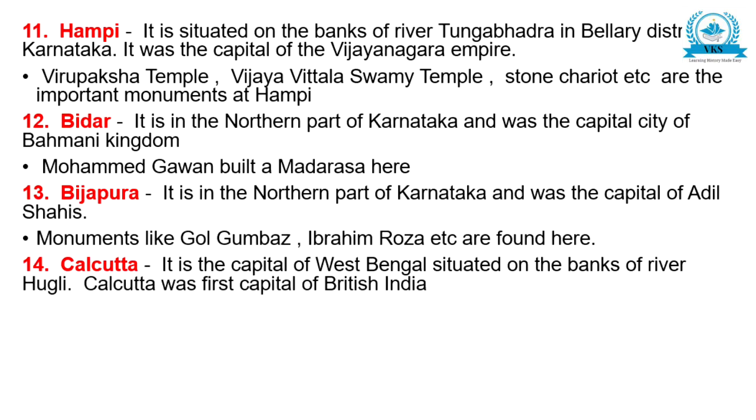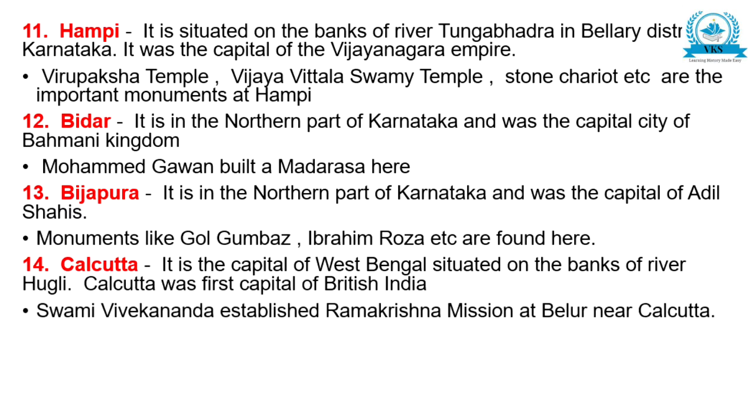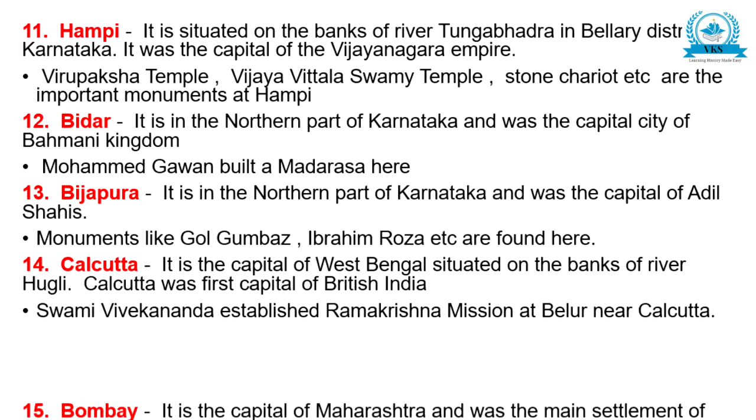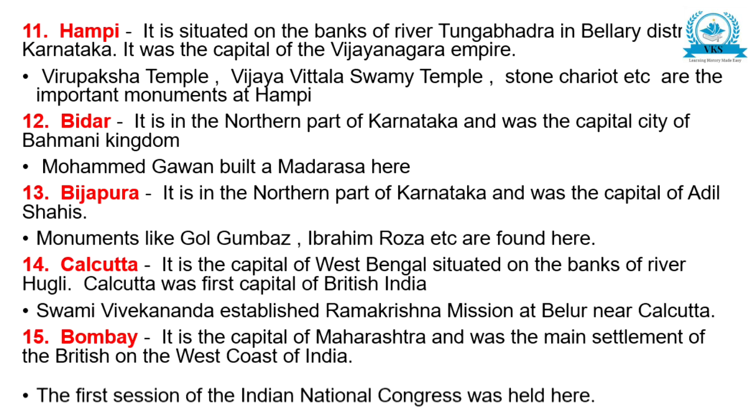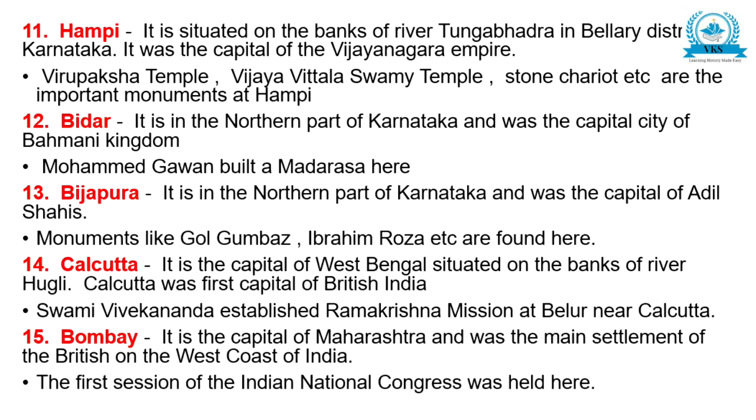Calcutta, it is the capital of West Bengal, situated on the bank of river Hooghly. Calcutta was the first capital of British India. Swami Vivekananda established the Ramakrishna Mission at Belur Mutt near Calcutta. Bombay, it is the capital of Maharashtra and was a main settlement of the British on the western coast of India. The first session of the Indian National Congress was held here.